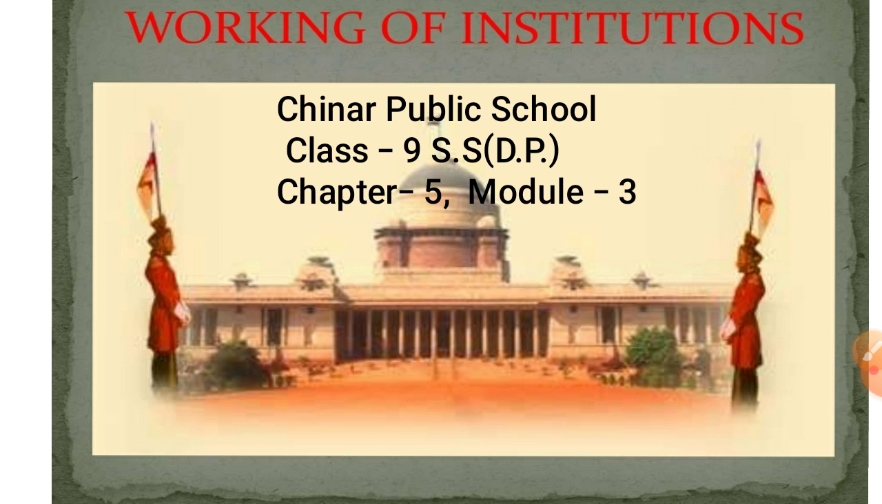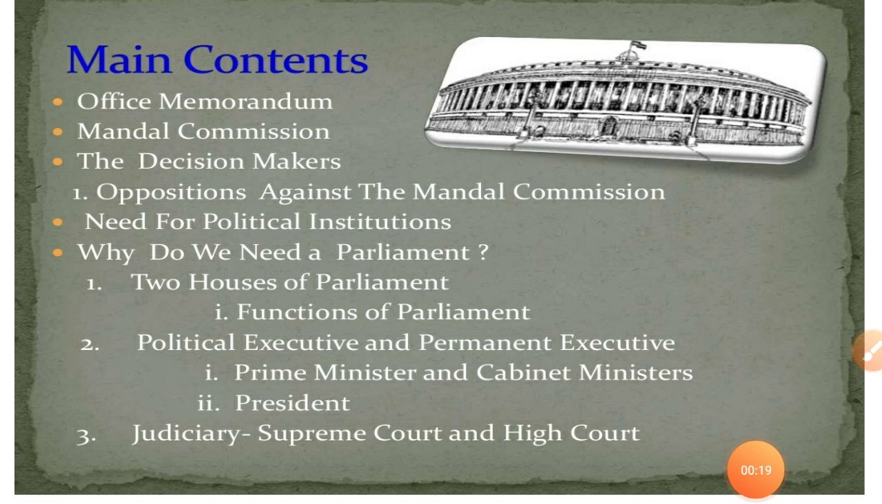This is the democratic politics part of the social science, and this is chapter number 5, Working of Institutions, and we are discussing module number 3. The content of module number 3 which we'll discuss is political and permanent executives. We will discuss what political and permanent executives mean, and in this we will discuss the Prime Minister and the Cabinet Minister, their powers, and the President. So let's start the topic.